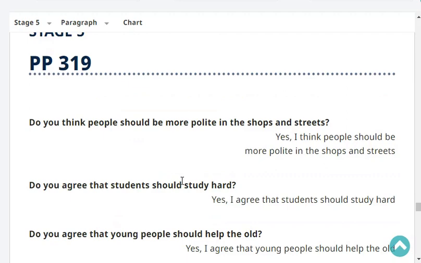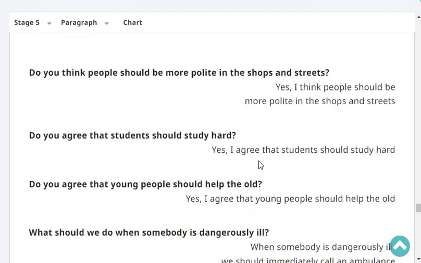Okay, next. Do you think people should be more polite in the shops and streets? Yes, I think people should be more polite in shops and streets. Very good.